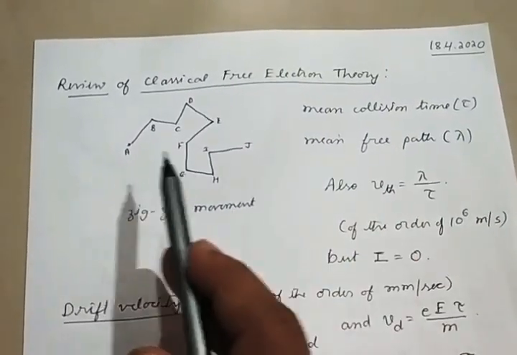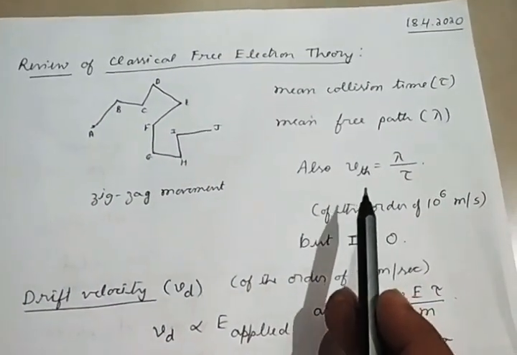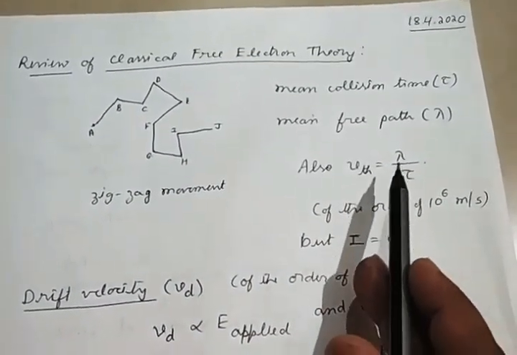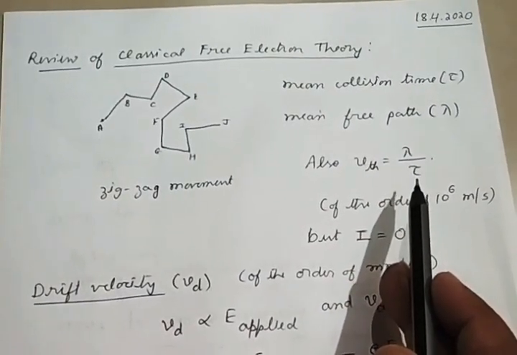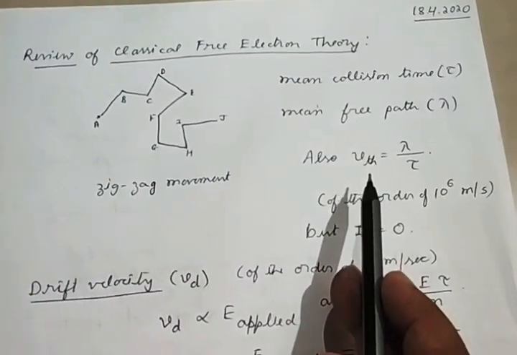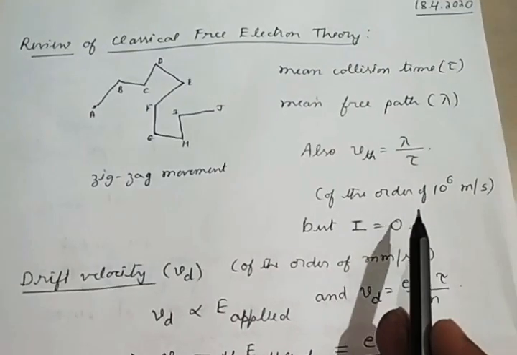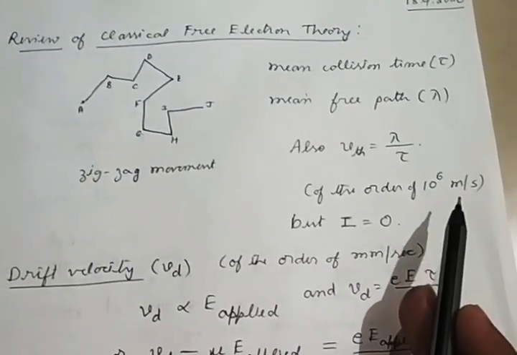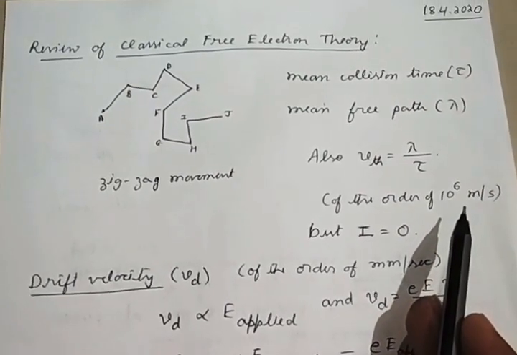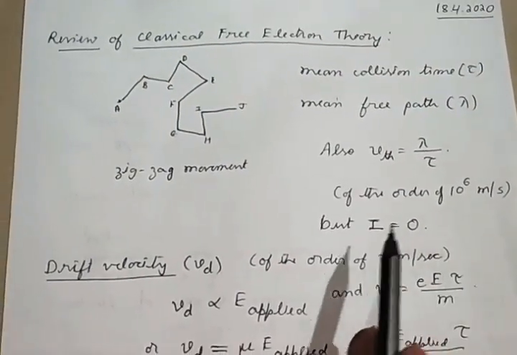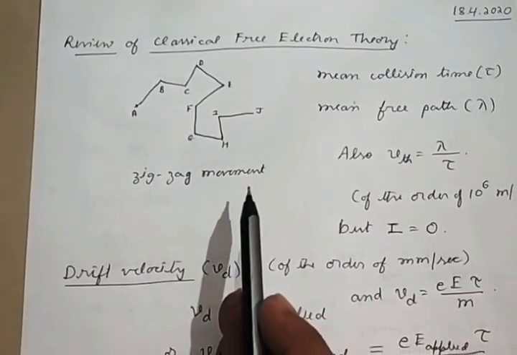Now we see that the electron is moving with the thermal velocity. Therefore we can write the thermal velocity is equal to the mean free path lambda divided by the mean collision time tau. The value of thermal velocity in a metal is of the order of 10 power 6 meter per second. It's a very high velocity, but in spite of that it produces no current in the wire. The current is zero, because of the random zigzag movement of the electrons.